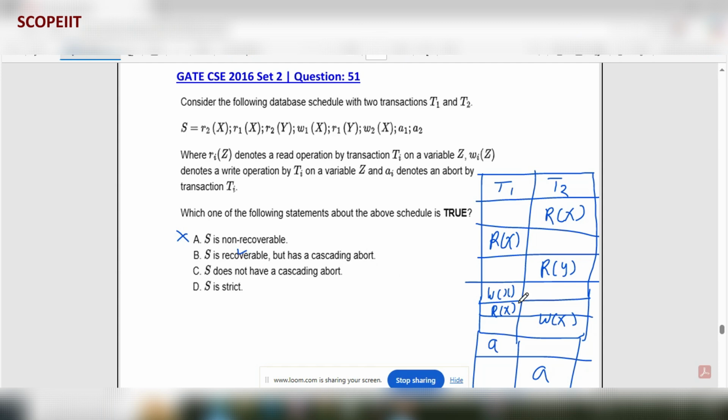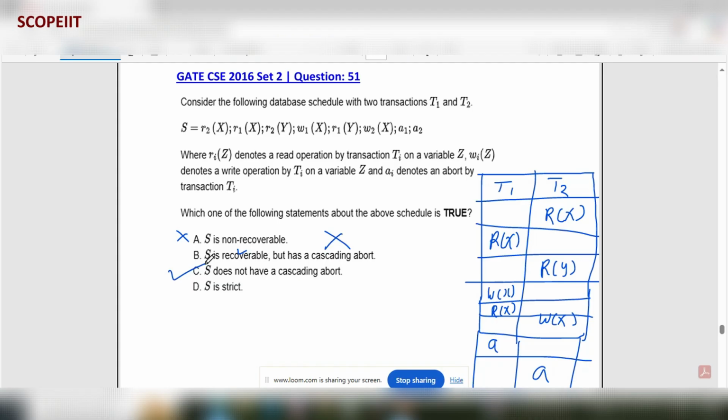Okay, can you see any cascading abort over here? Because you can see there is no dirty read operation here as well. So you can say there is no cascading abort. So S is recoverable, that was right, but there is no cascading abort. And as there is no cascading abort, I can say option C is the correct one.